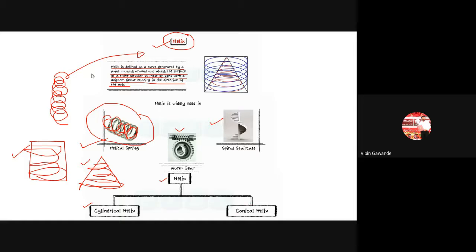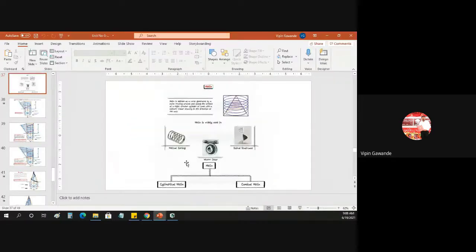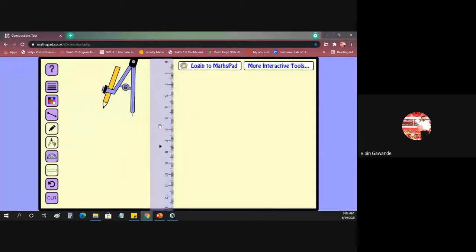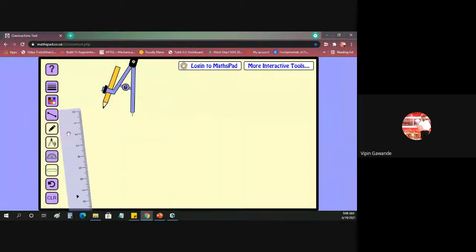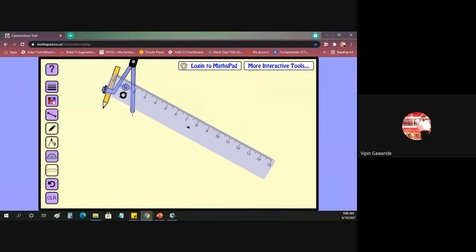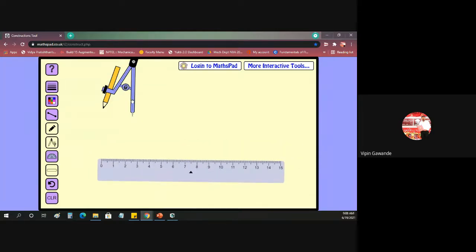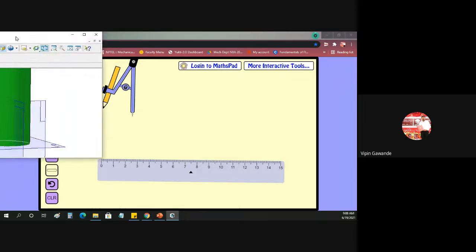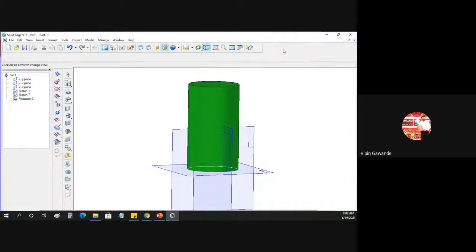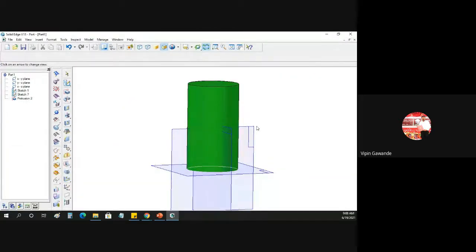Now let us see this one. First of all, we will see how to construct the helix on the cylinder. Let me show you how we will construct this. We will first discuss the front view and the top view of the cylinder, because we require the front view and top view of the cylinder first.